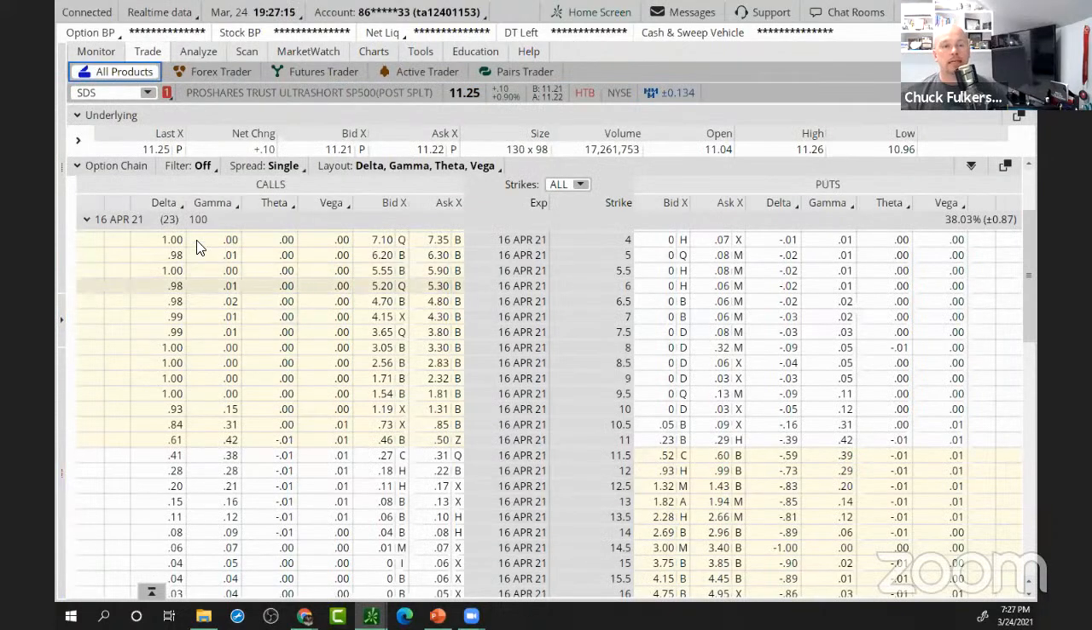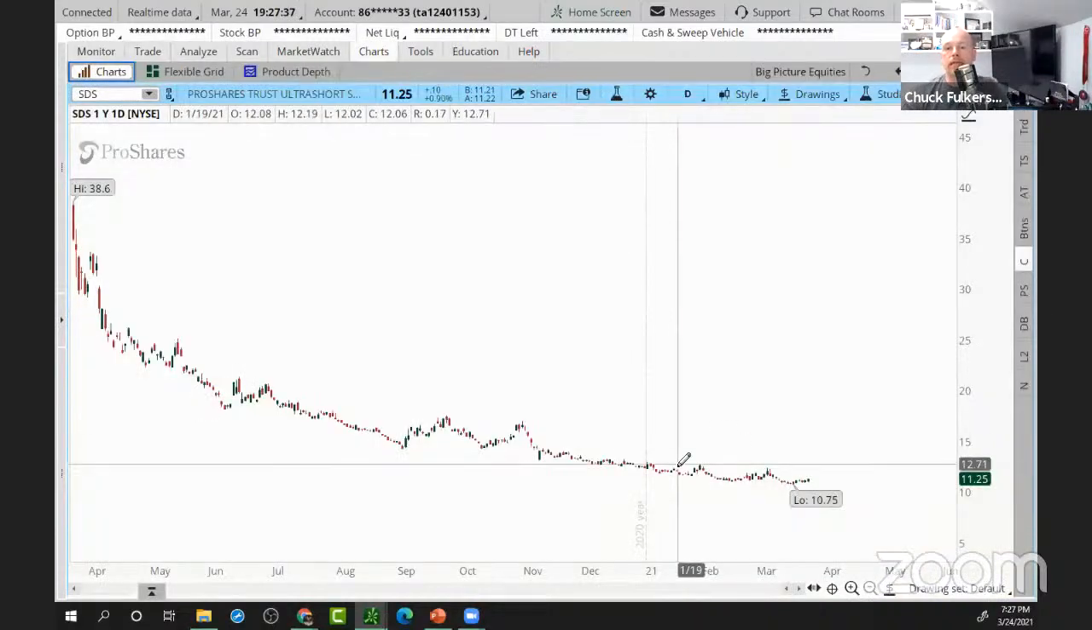So when I look at this SDS for 23 days, I can get the 11s for 23 cents. So 23 cents on the 11s is actually not bad. I then own it at 11. Now, the interesting thing is because my delta or my beta on SDS is 2.0, what that means is that essentially I don't need as many shares to hedge some of my other positions.